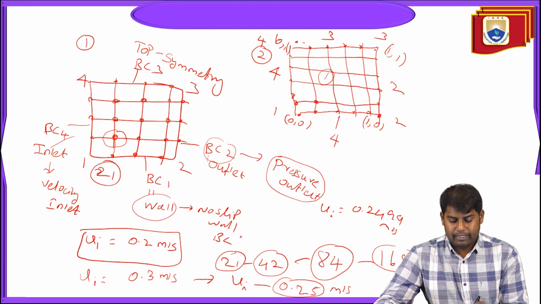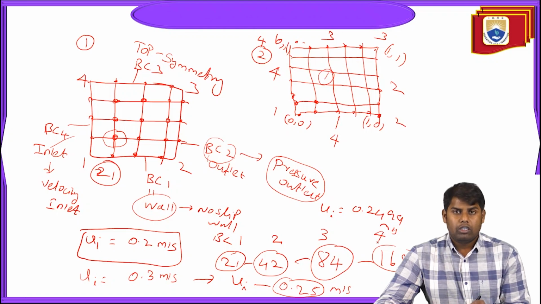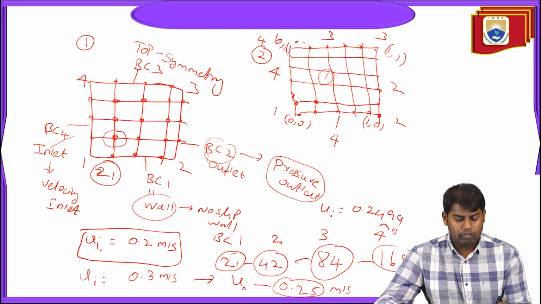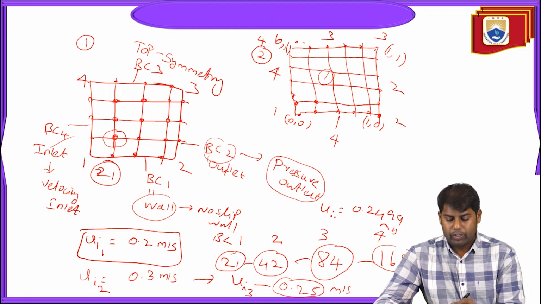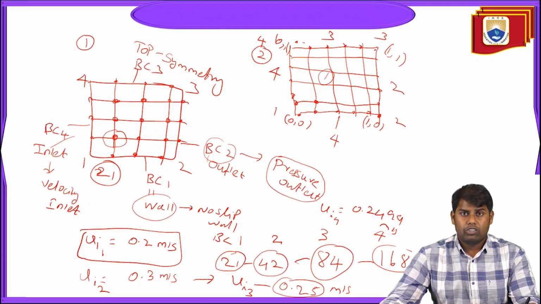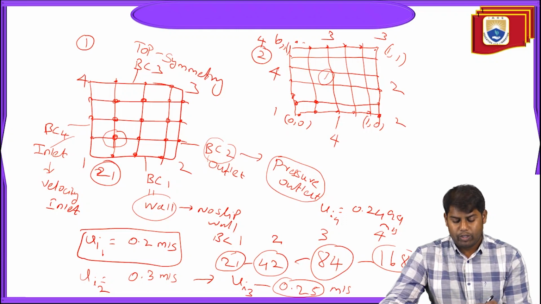So let us take this as set of grid points 1, set of grid points 2, set of grid points 3, set of grid points 4. So we have 4 sets of grid points and 4 sets of results, which are u of i of 1, u of i of 2, u of i of 3, and u of i of 4. So when you compare these 4 sets of results, basically u1, u2, u3, u4, what do you observe?